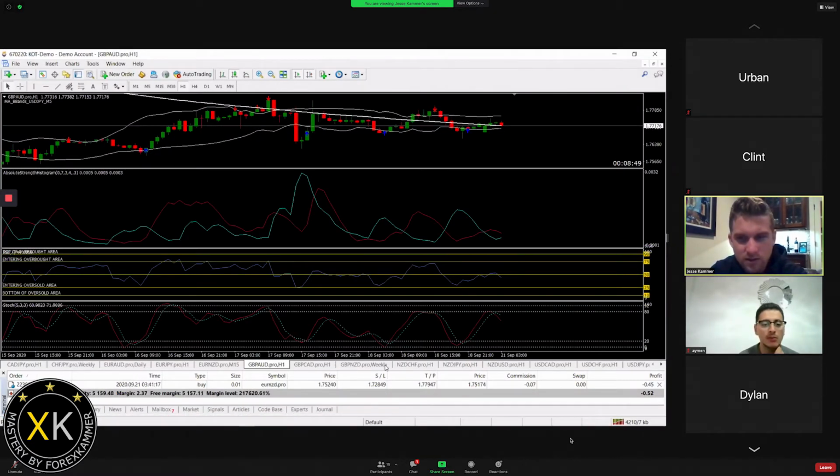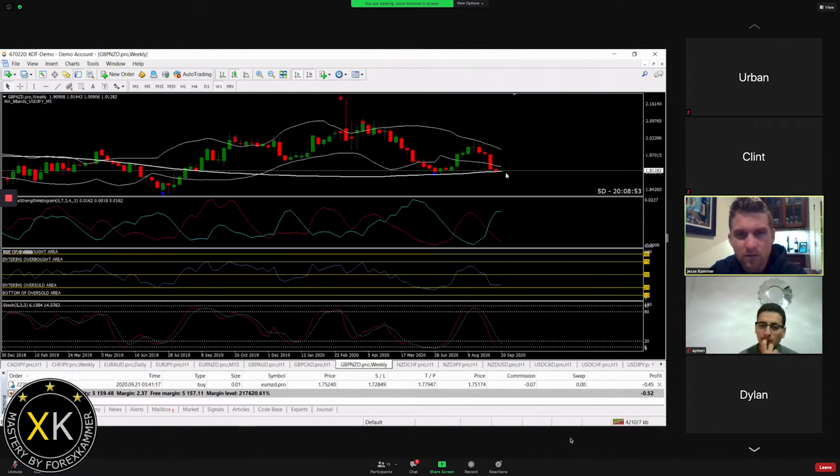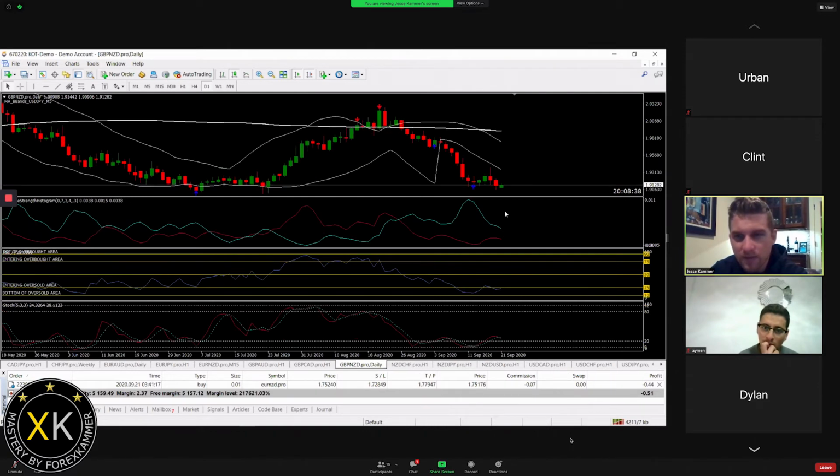GBP NZD. Right, looking at that weekly time frame, we're at a weekly 200 MA. Stock indicator is very oversold. It's a good sign, right? Daily time frame is what I'm a little concerned about, right? We are outside the B band zone. We did have that blue arrow present. I would love to see another blue arrow pop up.